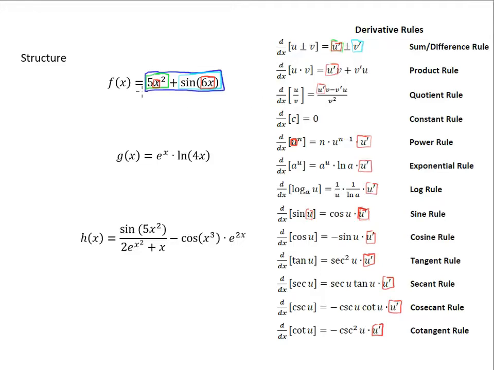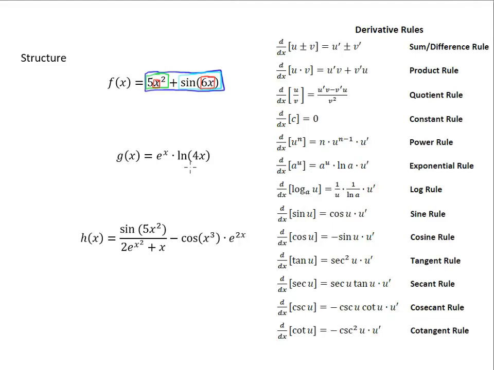Let's try another one. It's kind of weird at first, but once you get the hang of it, I have found that it's helpful to look at the structure of things. So let me erase my little markings that I have over here. Okay, let's talk about the next one then.